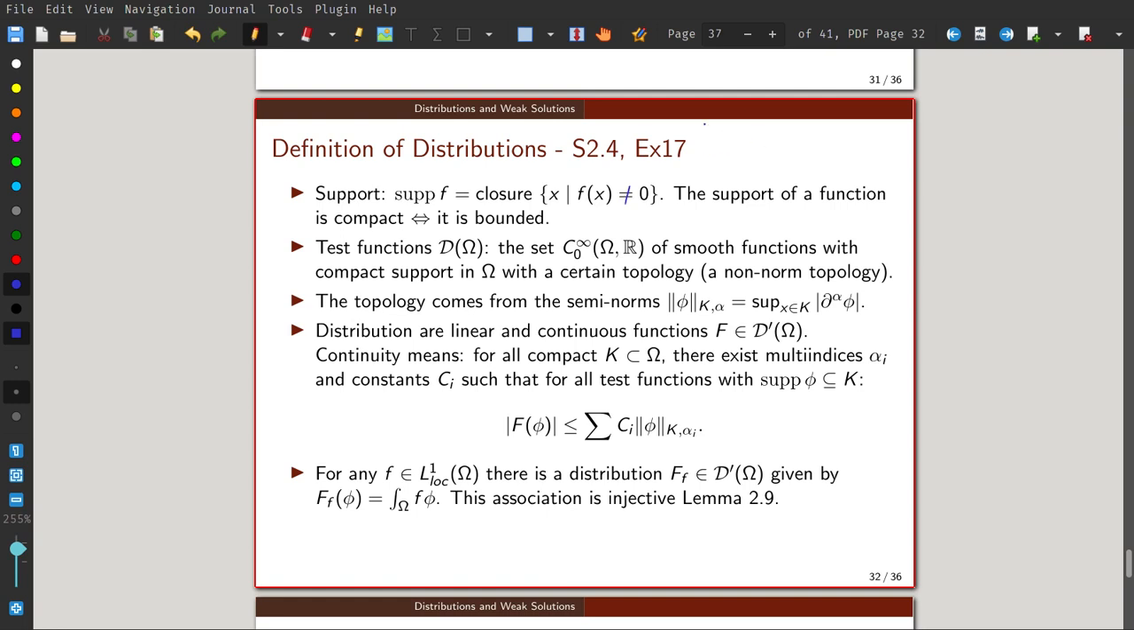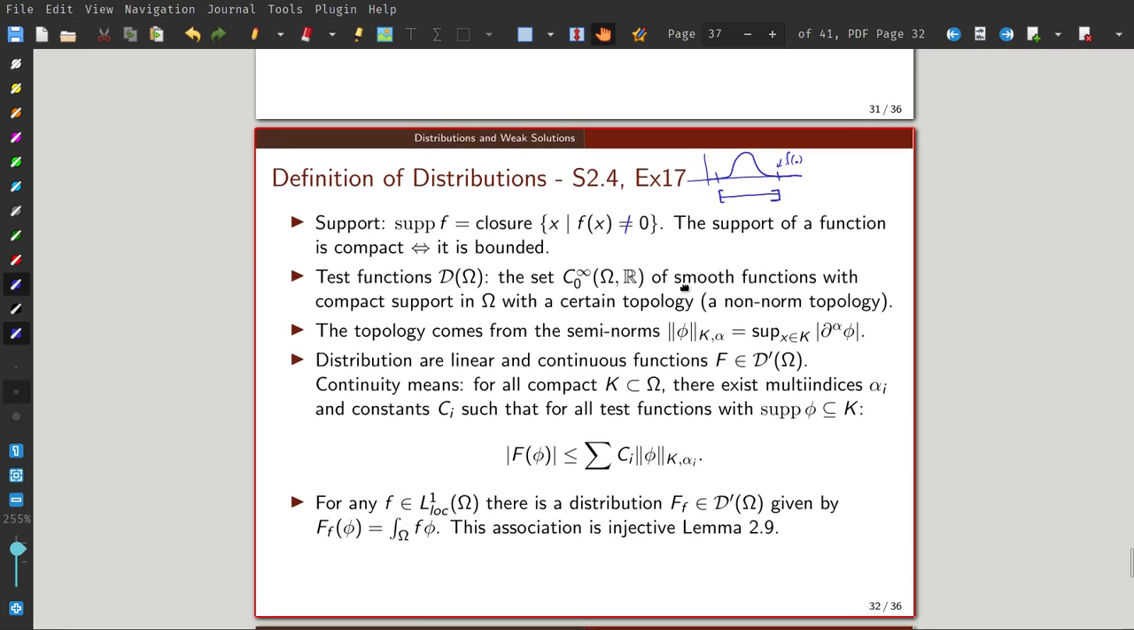So, for example, this is the most typical example, you have a function that looks like this, a bump function. And so between here and here, it's not 0, and then outside, its support is this closed set here, right? Including the boundary, even though f is equal to 0 on the boundary, it's in the closure of the points where it's non-zero.